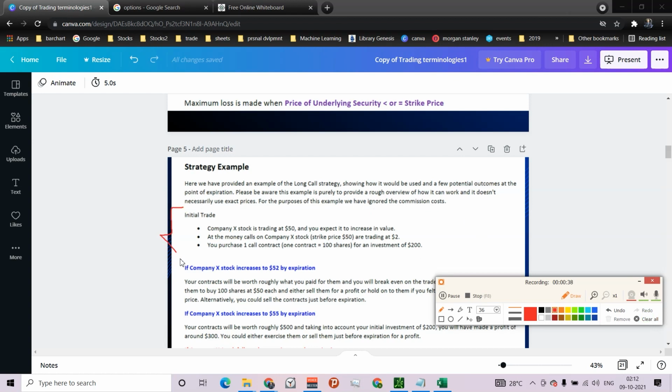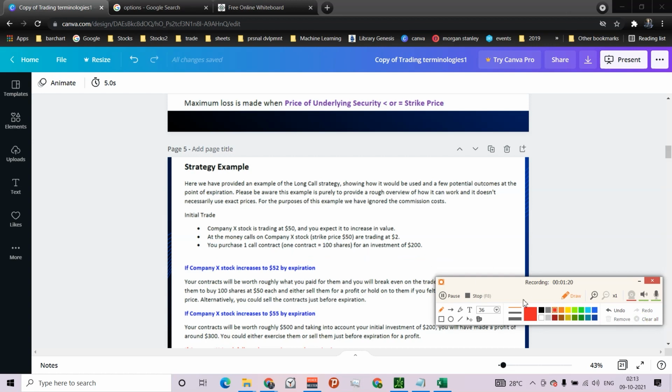Let us take this example of the initial trade. Company X's stock is trading at $50, as you can see here, and you expect its share price to increase in value. That's the research you have done. At the money call options on company X stock, with a strike price of 50, are trading at $2. You purchase one call contract, that is of 100 shares, for an investment of $200, as you can see here.